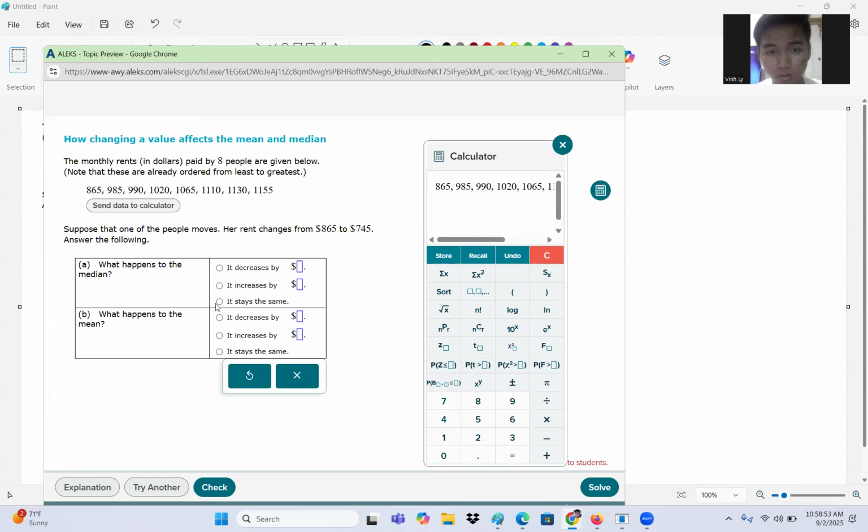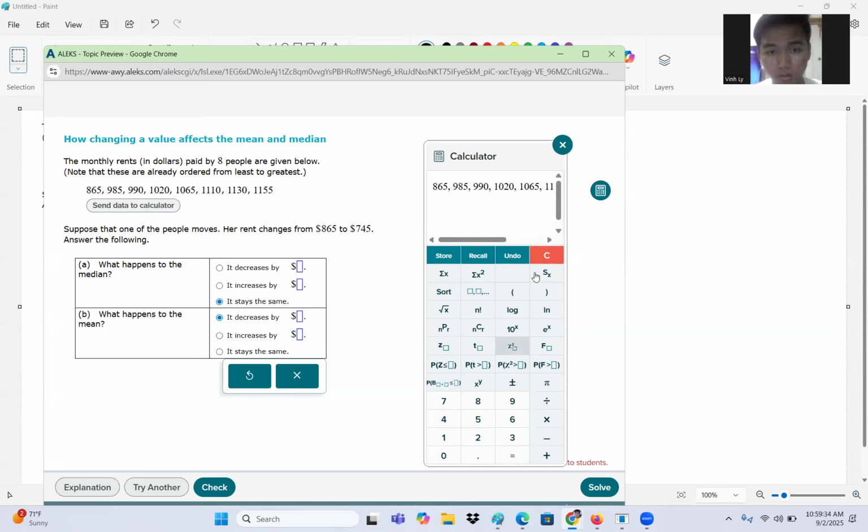Okay. What happens to the average? So the average is going to decrease. And how much is it going to decrease? Well, this is what we're going to deal with. In order to figure it out, instead of taking the average again, because it's going to take so long, we just have to add them up. It's not too bad because we can just take the sum for all of this and divide it by 8, and then replace 865 by 745.